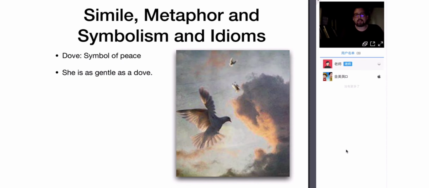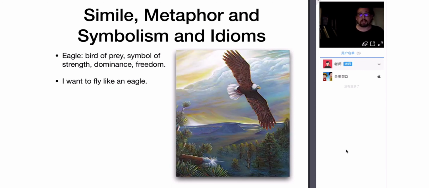The dove is a symbol of peace, and to call somebody gentle as a dove means having no untrustworthy intentions. The eagle, on the other hand, is a bird of prey, a hunter, and a symbol of strength and dominance. And there's a song that uses the line, "I want to fly like an eagle," meaning freedom and strength.